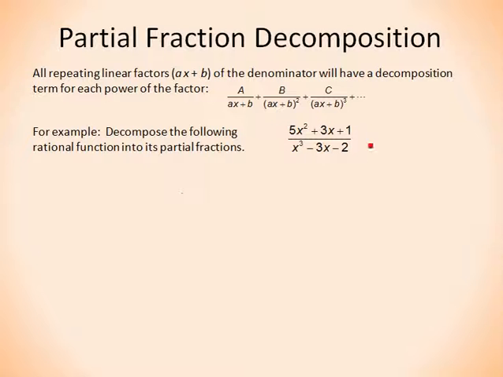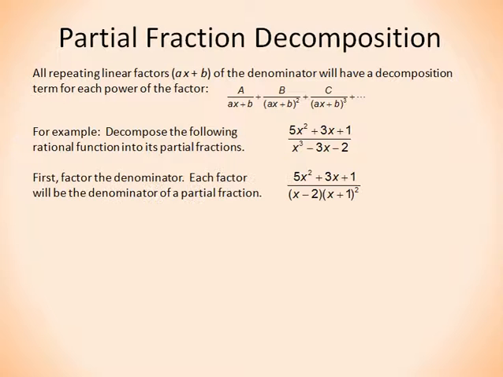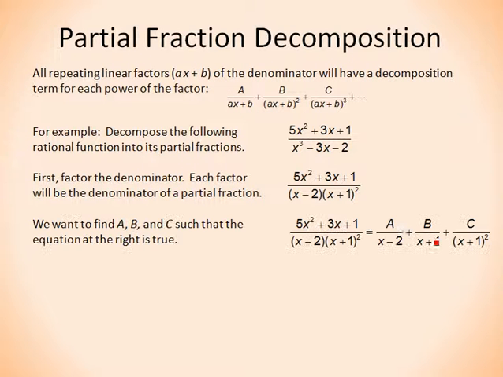Okay, I have this rational function. The first thing I need to do is factor the denominator. When I do that, I get a non-repeating linear factor and a repeating linear factor. The non-repeating linear factor we just learned how to do in part 1. The repeating linear factor we're going to do here as well.